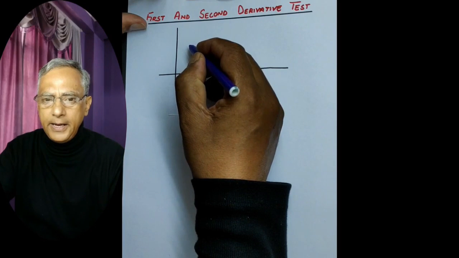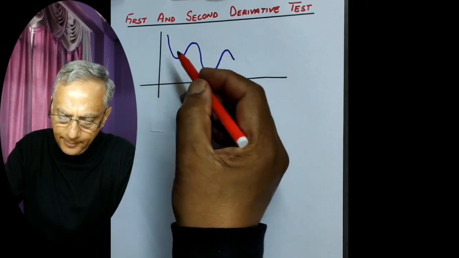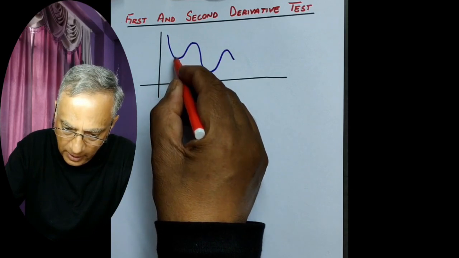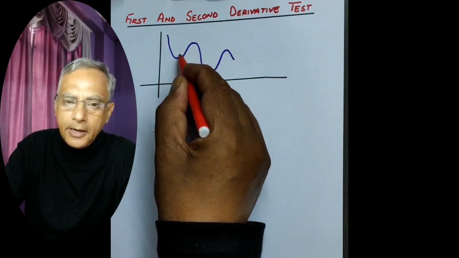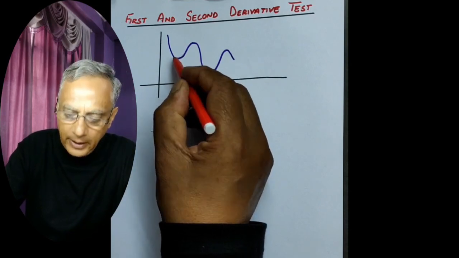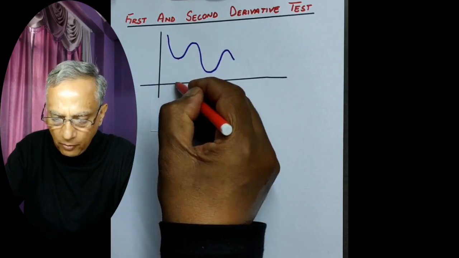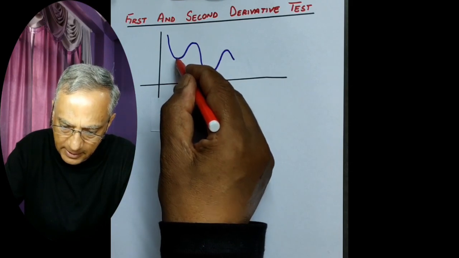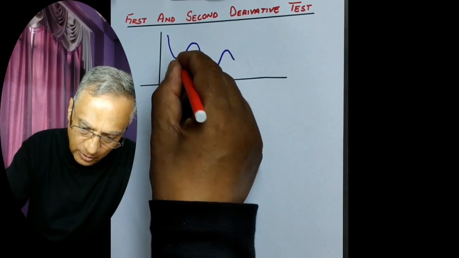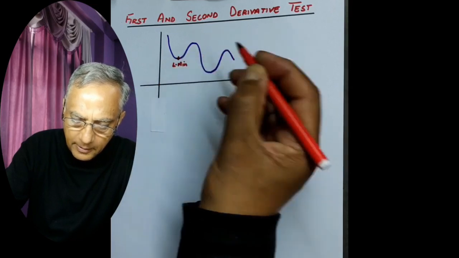Now let this be a graph of any function. What we notice, this value of the function is smaller than all other values in its neighborhood. This value is smaller than these values. The value of the function is known by this coordinate, that is, the height of the graph. So this is the minimum value in its neighborhood. So we will say this is the local minimum.